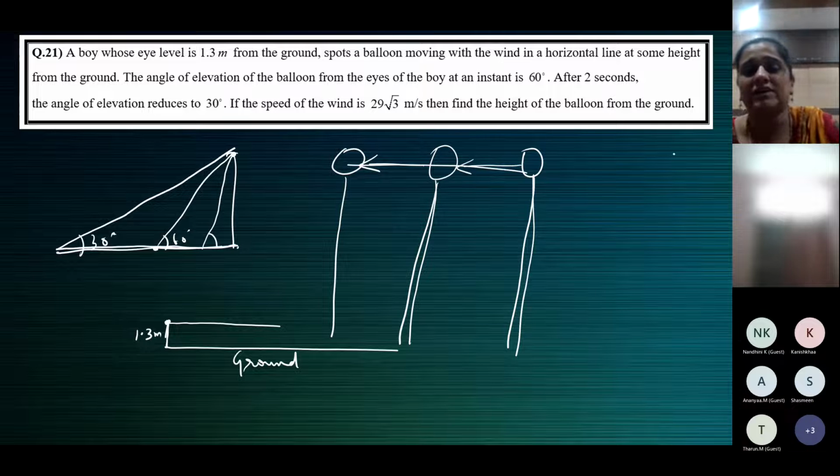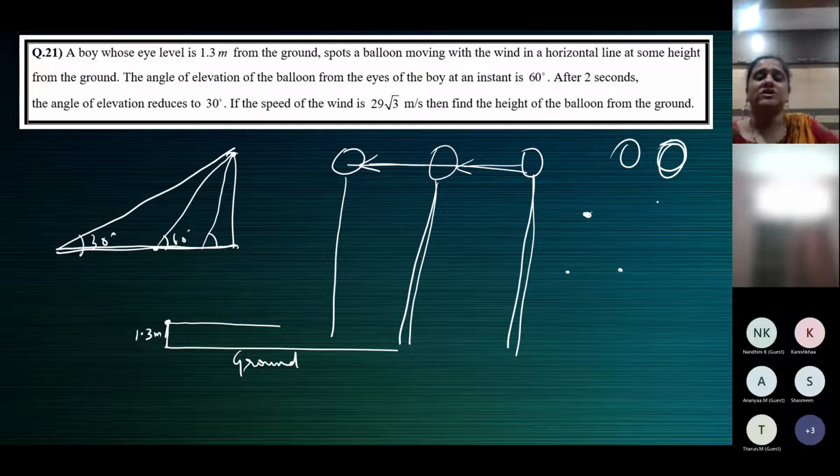So it can be that the object is fixed and the observer is taking two positions, or the observer is at one position and the object has one initial and final position, or one original and new position. Okay, so after 2 seconds, the elevation reduces to 30, which means the balloon is going away from the observer. That's why he's able to see it more easily now. The elevation is small, which means the balloon is moving away from him.